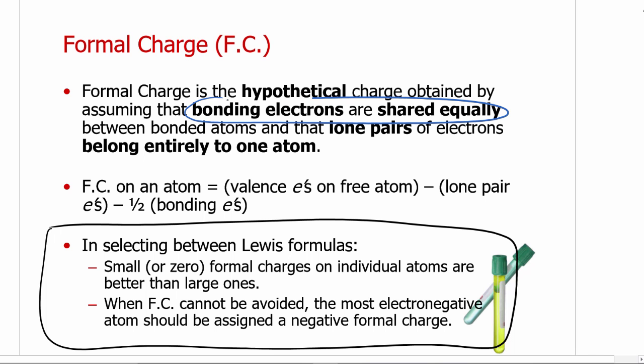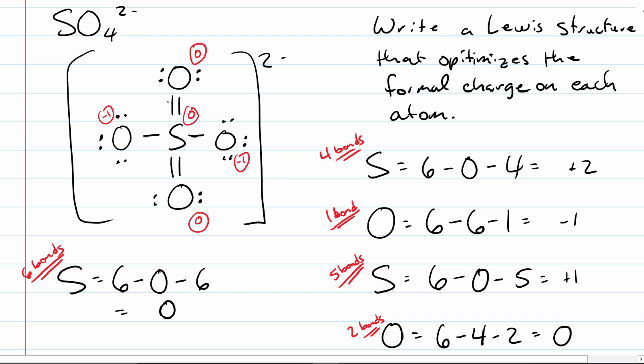And the definition goes back to the bonding electrons being shared equally. So if the bonding electrons are shared equally, what that means is that if I went here and split these up like this, I'm basically splitting them up, showing that the ones on this side belong to the sulfur, the ones on this side belong to the oxygen. The one on this side belongs to the sulfur, the one on this side belongs to the oxygen, and so forth. So again, that's simply following the definition of what formal charges are.